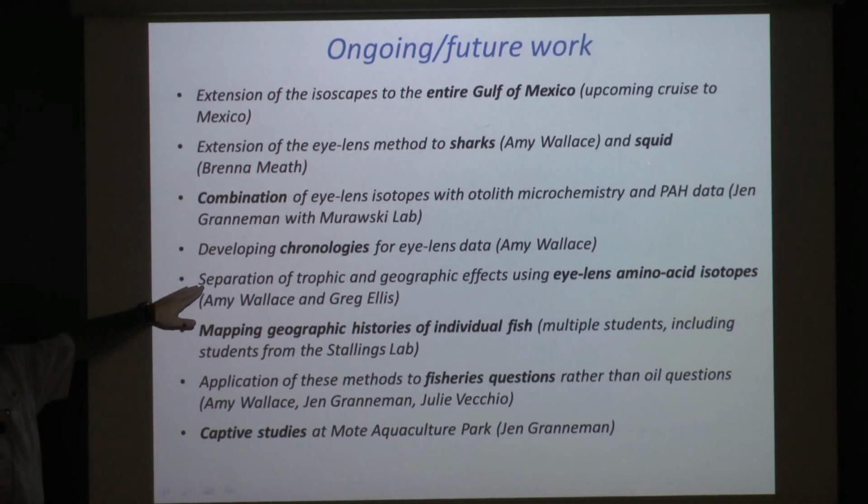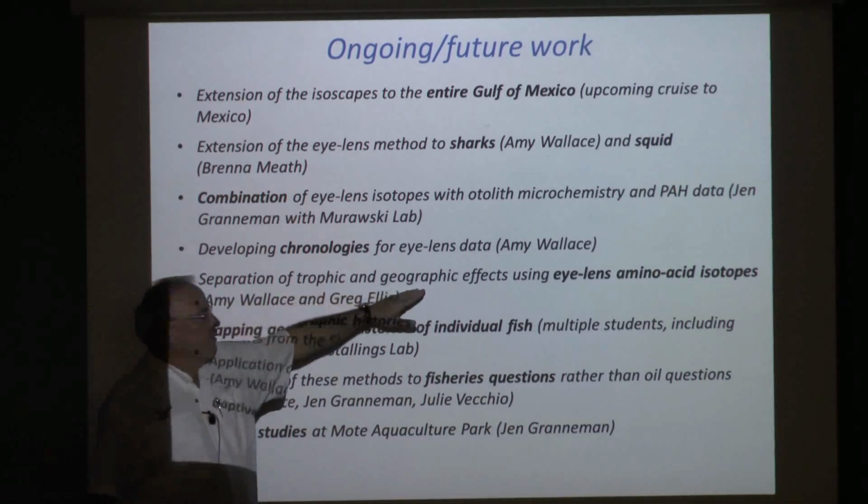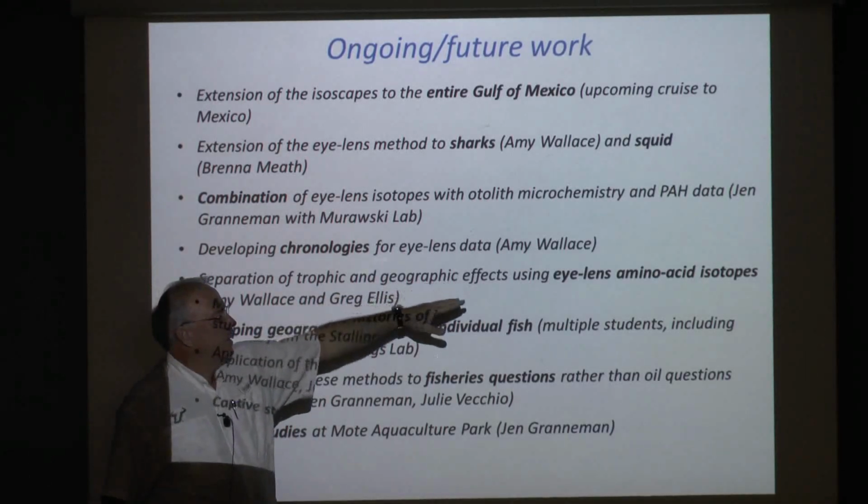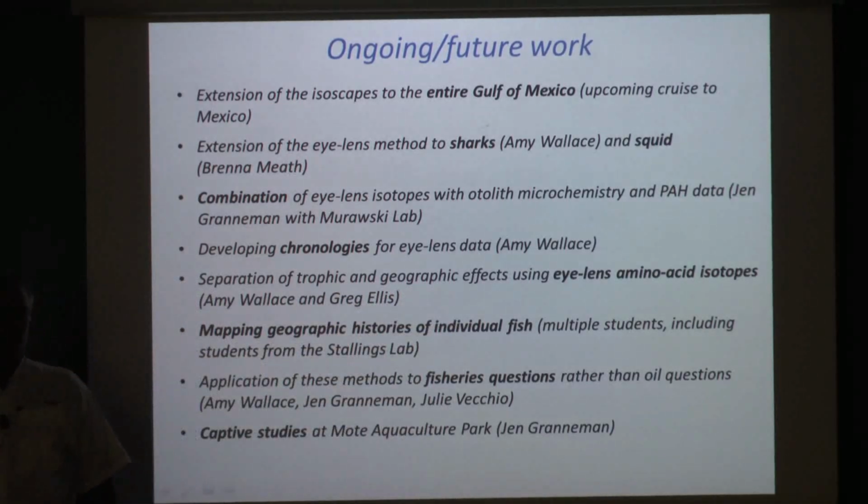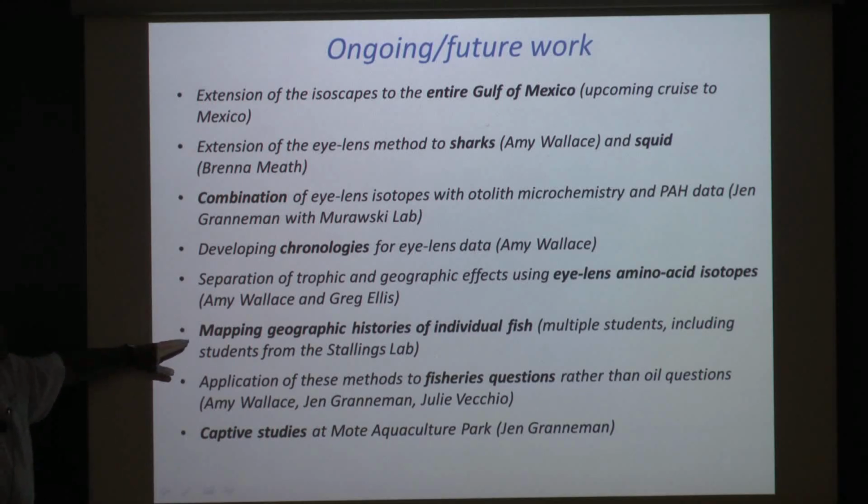Greg and Amy are busy separating the trophic and geographic effects in the eye lens data by isolating suites of amino acids from eye lens layers and then measuring the isotopes within those different amino acids. That's an exotic method by itself, and then when you apply it to eye lens laminae, no one else is doing anything like it. Ultimately, we're being very careful in building this in a stepwise fashion, but ultimately the goal is to have maps of the individual fish movements.